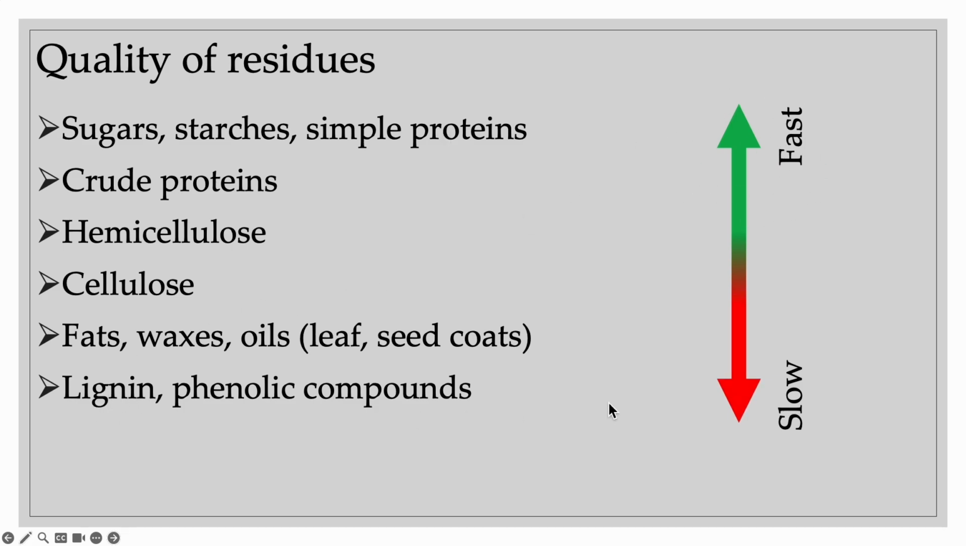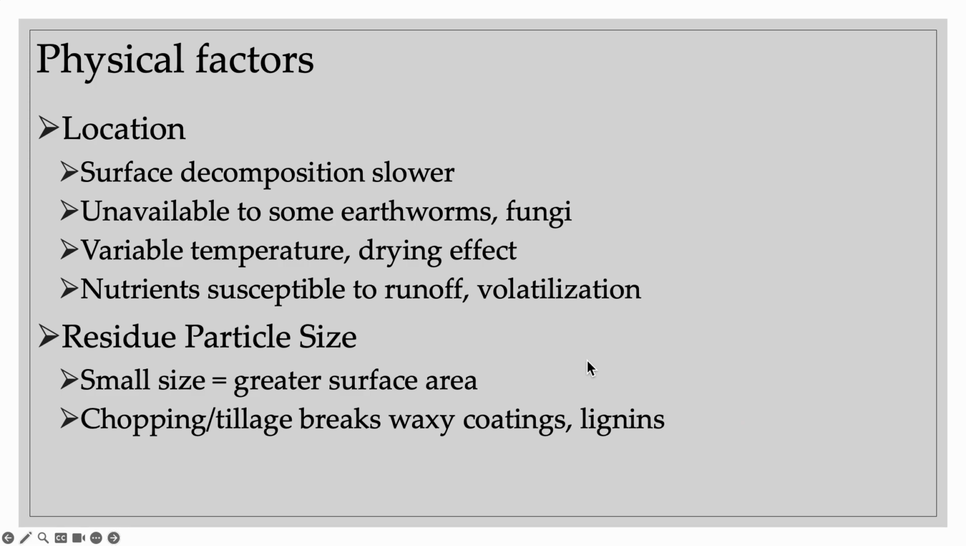When we talk about the quality of the residues, if you have a lot of sugars and starches in that, the decomposition will be fast. If you have a lot of lignin in those residues, the decomposition will be slow. So what are those residues made up of primarily? Next, the physical factors are going to be the location and the particle size.